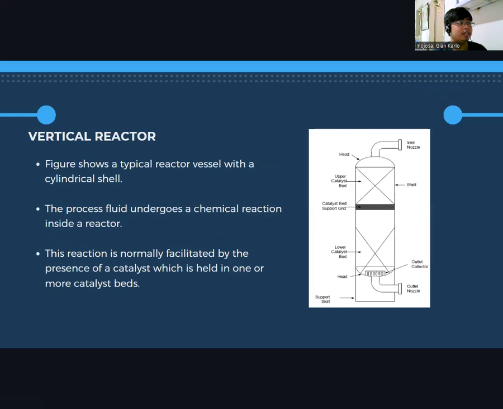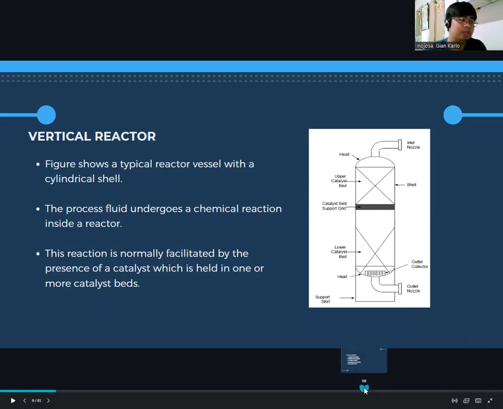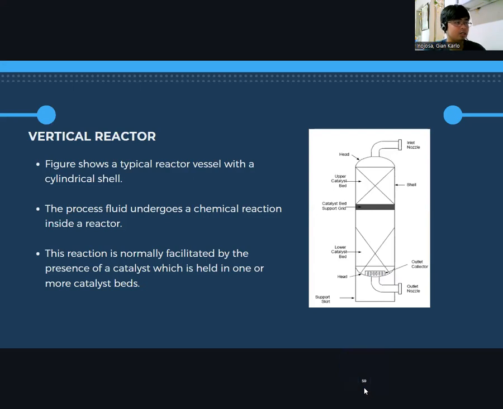So next is a vertical reactor, same as a vertical pressure vessel. The figure shows a typical reactor vessel with a cylindrical shell. The process fluid undergoes a chemical reaction inside the reactor. This reaction is normally facilitated by the presence of a catalyst, which is held in one or more catalyst vessels.